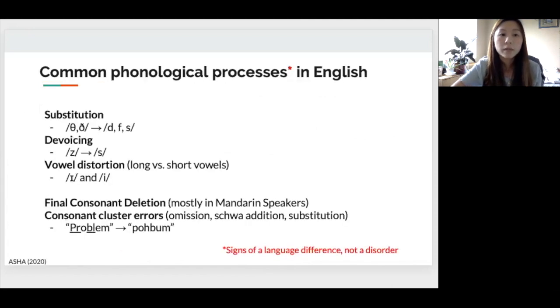And here are some common error patterns you would observe when Cantonese speakers speak in English. These include substituting speech sounds and devoicing voiced fricatives that do not exist in Cantonese inventory, distorting vowels, especially having difficulty distinguishing long and short vowels that we have previously talked about. Final consonant deletion should be resolved at an early age, but keep in mind that this is very common in Mandarin speakers because most of their syllables are CV structured. Errors in consonant clusters should also be expected. For example, problem might sound different.